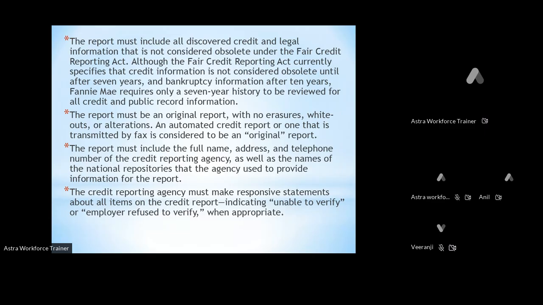So the credit report agency must make responsive statements about all items on the credit report, indicating unable to verify, employer refused to verify. In the credit report section, I'll show you the credit report sample once we're done with the few points of the credit report. If they have any statement like unable to verify or employer refused to verify, the credit report agency has to give one letter of explanation why it has been updated like that. Why are you not able to verify that? Why did the employer refuse to verify?